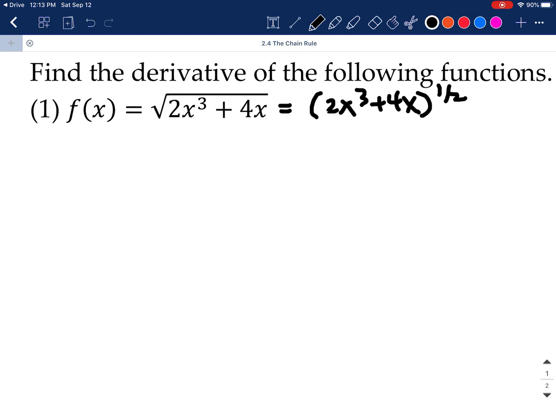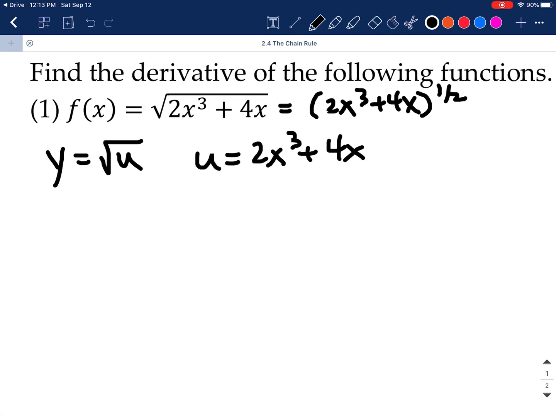So we'll note that this is y, so y equals the square root of u, or f equals the square root of u. So our substitution then is going to be of that inside function. Okay, so u equals 2x cubed plus 4x. And then I could go further if I needed to, but actually 2x cubed plus 4x is pretty easy to differentiate by itself. So what I'm going to do below that then is take each one of these expressions and differentiate them with respect to x. And then this one I'm going to differentiate with respect to u.